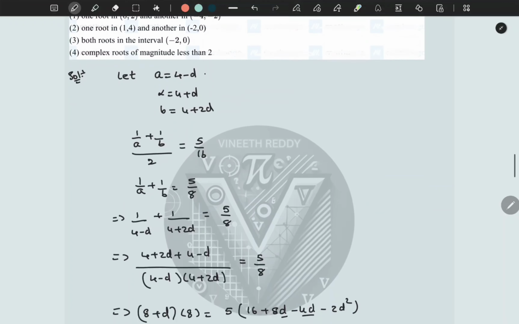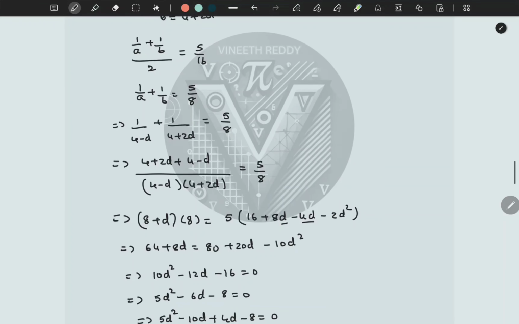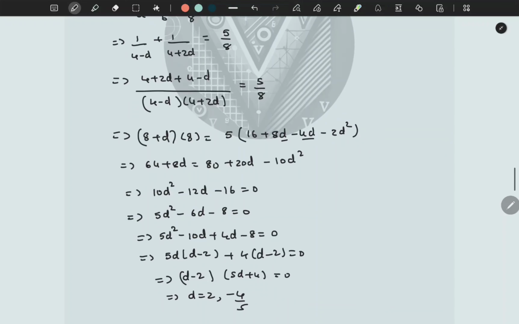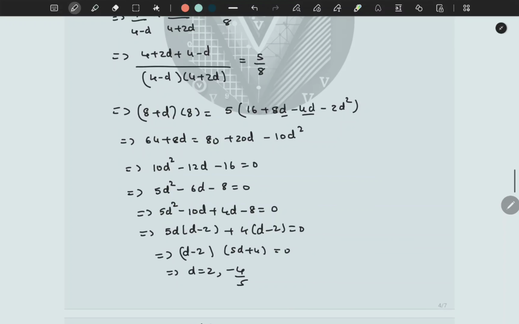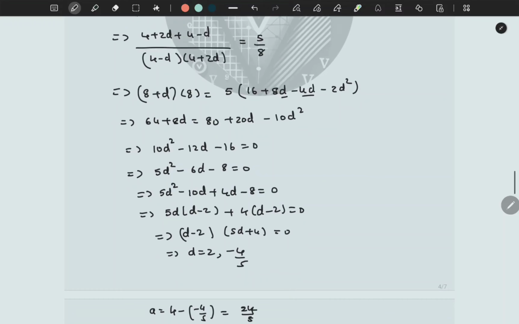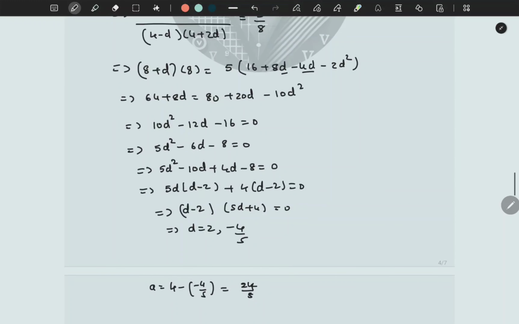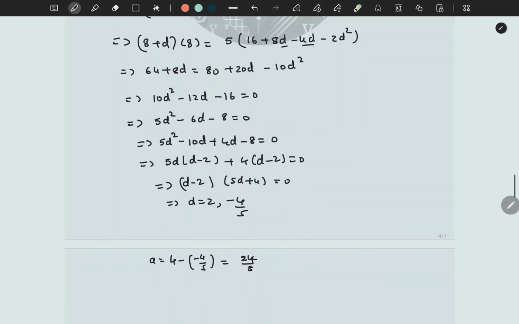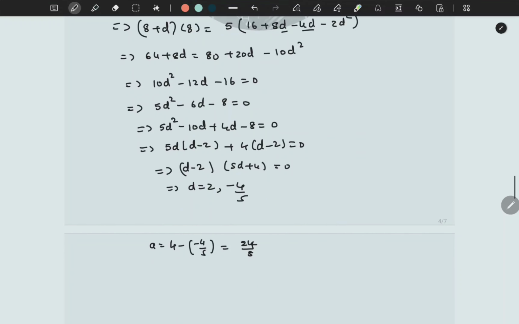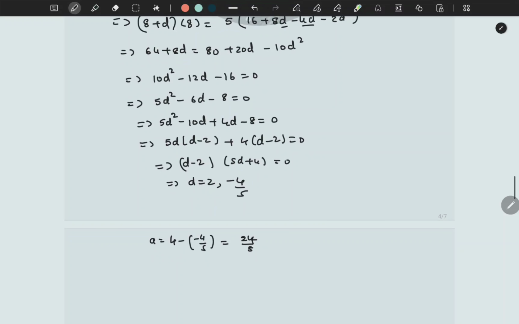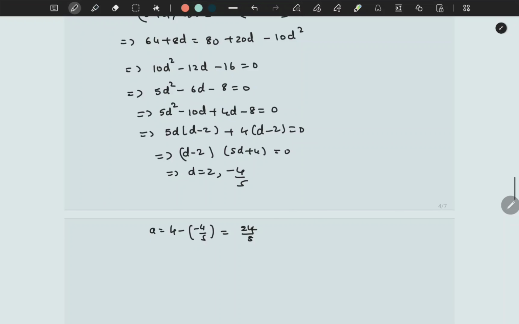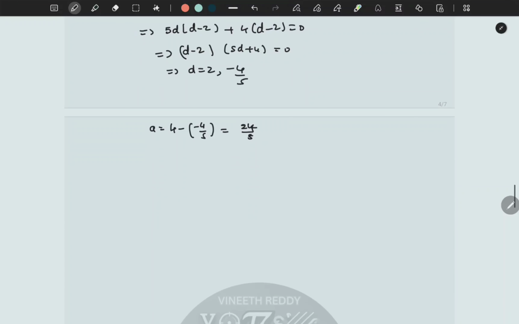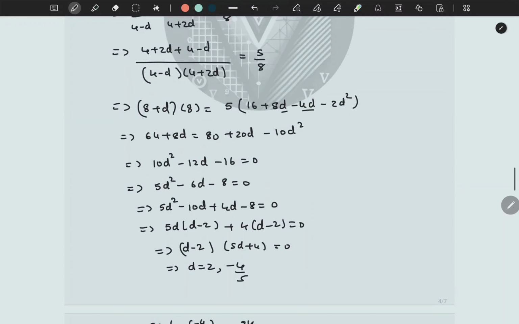So once we just check: 4 plus 2d plus 4 minus d, 8 plus d over 8 is equal to 5 into 16 plus 8d minus 4d minus 2d square. Yes, 64 plus 8d is equal to 80, 20d minus 10d square, so 10d square minus 12d minus 16, 5d square minus 6d minus 8. Yeah, product of the roots is minus 8 by 5, and sum of roots is 6 by 5. Yeah, correct. I think this is correct. So a is 24 by 5, dear students.